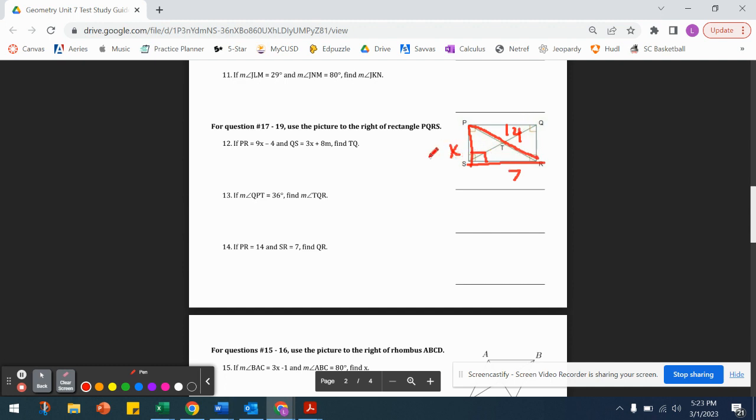If I have 2 of 3 sides, then I can use the Pythagorean theorem, where x squared plus 7 squared is going to equal 14 squared, which means that x squared plus 49 equals 14 times 14, which is 196. And 196 minus 49 is going to give me 147, so x squared equals 147.